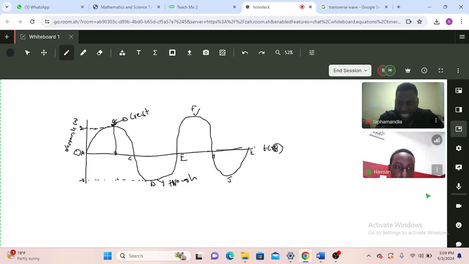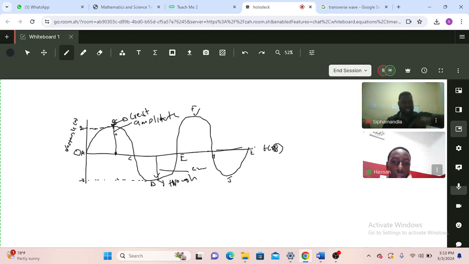And then the distance from the rest position to the crest, we call it the amplitude. And also the distance from the rest position to the trough is also the amplitude. So when we want to label the amplitude, it is the distance from the rest position to the crest, and it's also the distance from the rest position to the trough. Do you have any question here? No questions. Okay.